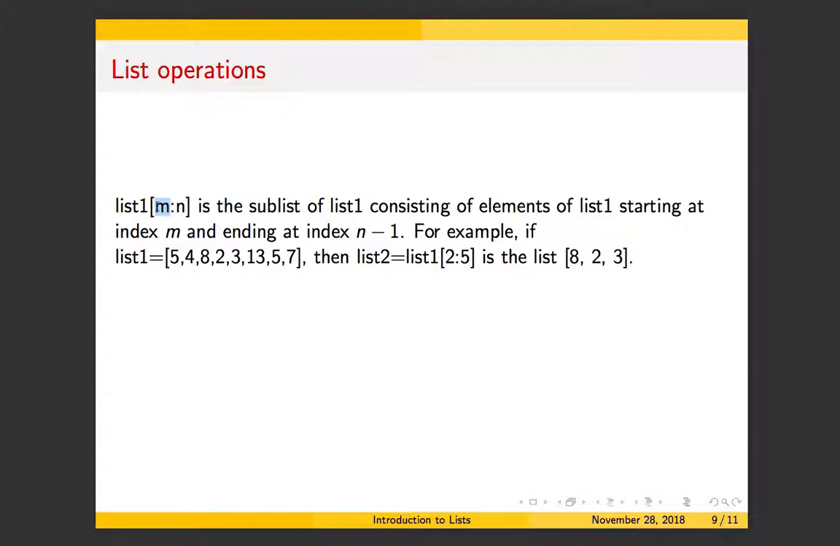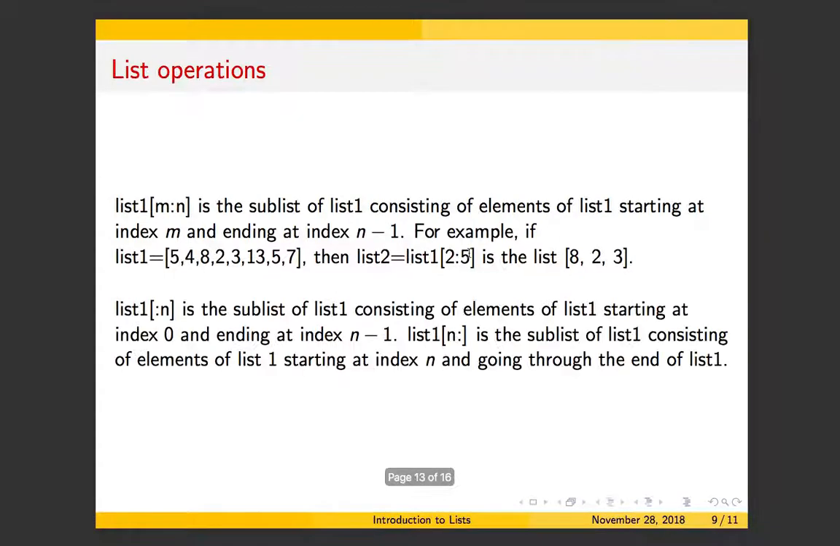So this notation is inclusive on the left, but not inclusive on the right, just like it was for strings. It's kind of obnoxious, I suppose, that it's not inclusive on both, but at least it's consistent with strings. So if list 1 equals this jumble of numbers, 5, 4, 8, etc., then list 1 starting at position 2, ending at position 4 is this list. 8 is at position 2, 2 is at position 3, 3 is at position 4. You don't read off the 13 because you end 1 early. You don't go to position 5. You quit at position 4.